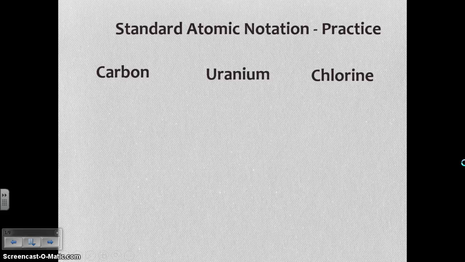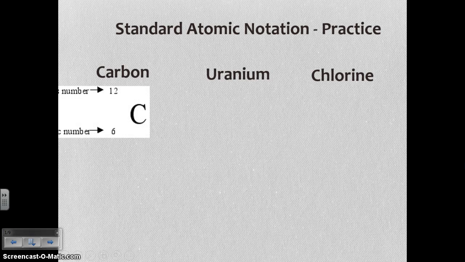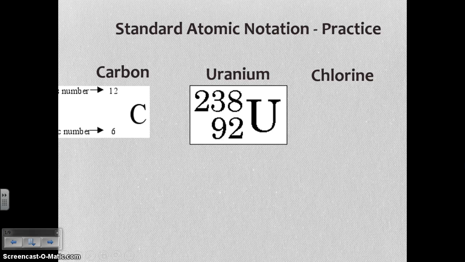All right, and we'll take them up. So looking at carbon, the symbol for carbon is C. It has 6 protons, so the number on the bottom is 6, and its total mass is 12. Looking at uranium, the symbol is U. It has 92 protons, and it has a total mass of 238. That means it's got quite a few neutrons as well.